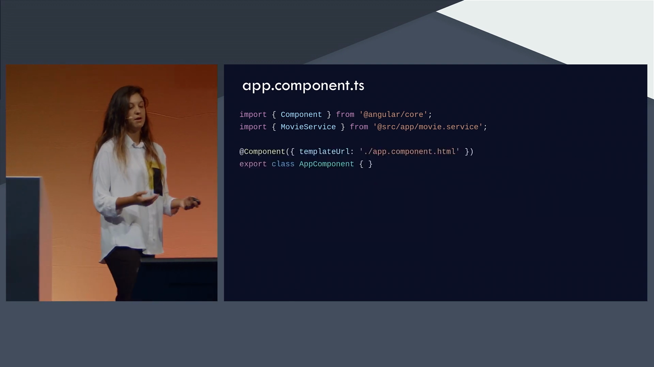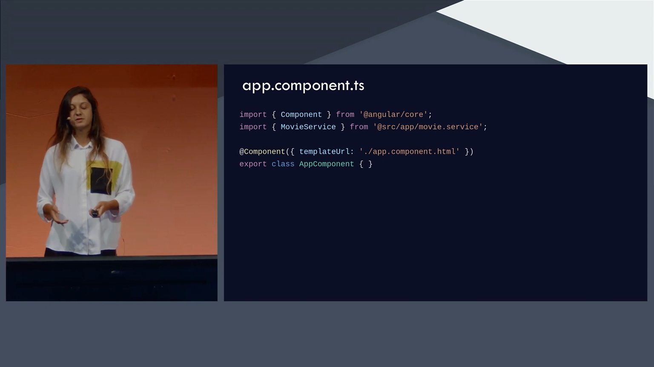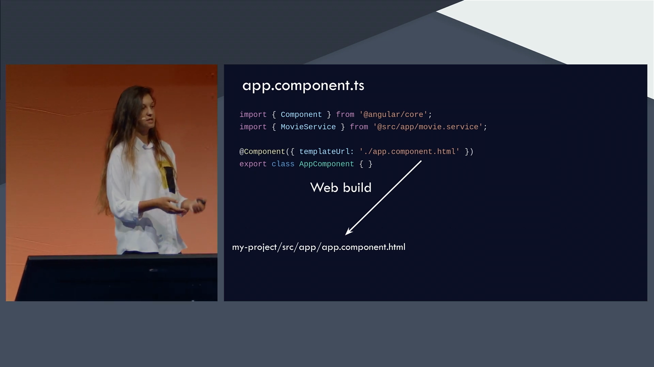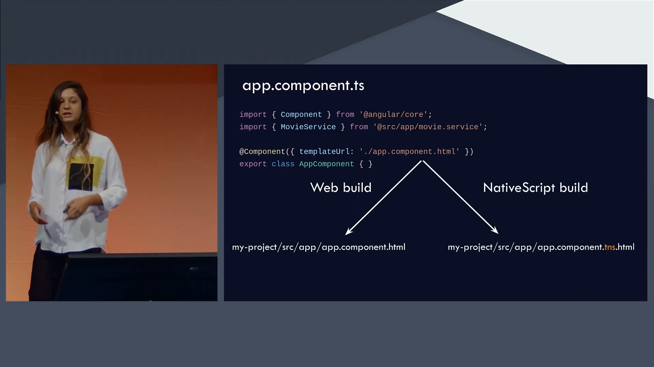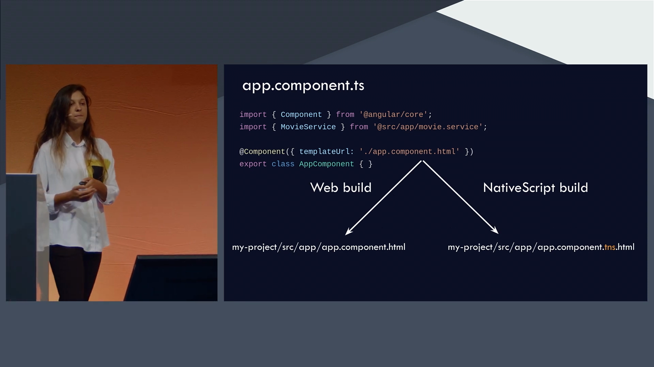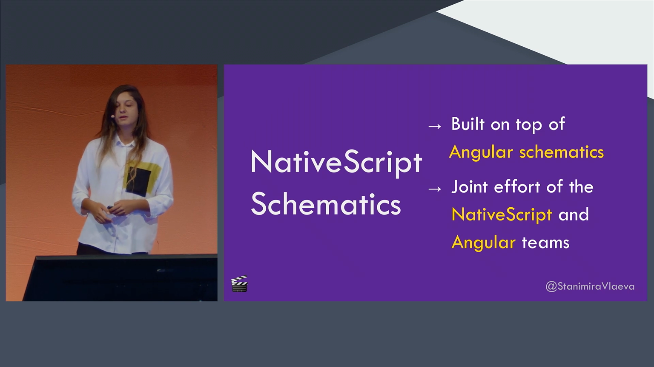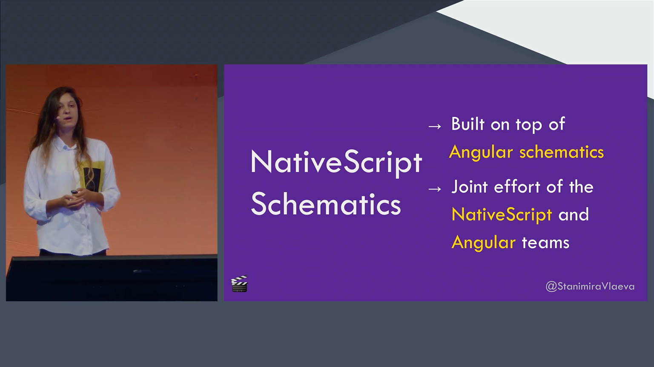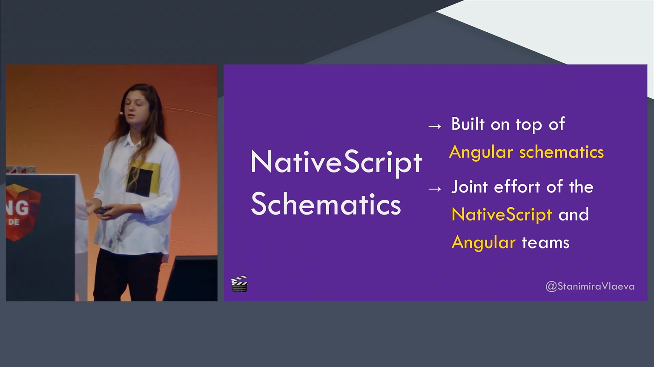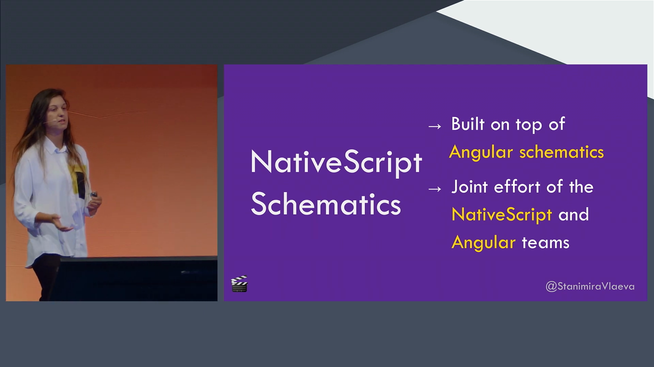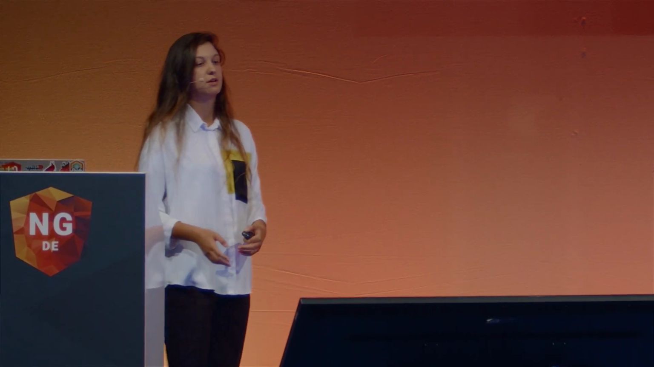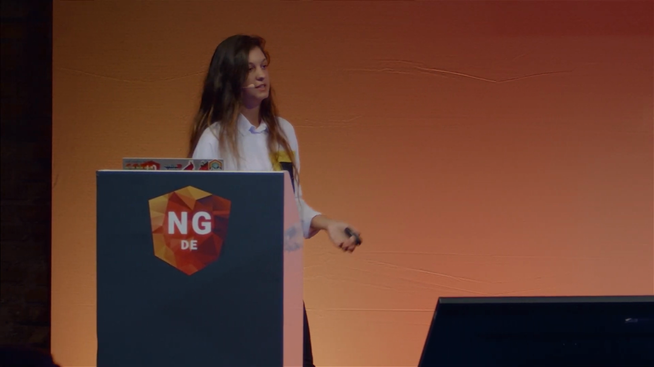The same thing for HTML template URLs or for style URLs. When we build for web, the web build is going to prefer the file without the special extension. And whenever we build for NativeScript, the NativeScript build is going to prefer the .tns file. And the easiest way to manage projects that have the following structure is by using the NativeScript schematics, which are built on top of the Angular schematics, so that you can generate ng modules or components or services, and they're going to have both extensions, unless you specify that you want a web-only component. And the NativeScript schematics are a package that is a joint effort by the NativeScript and the Angular teams.